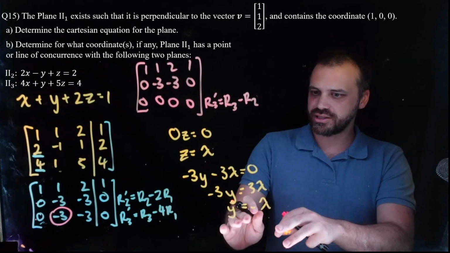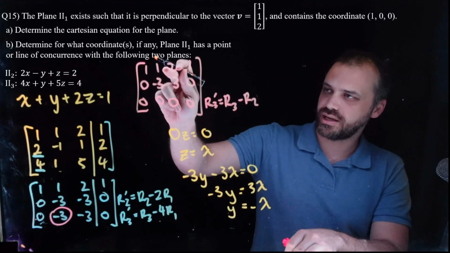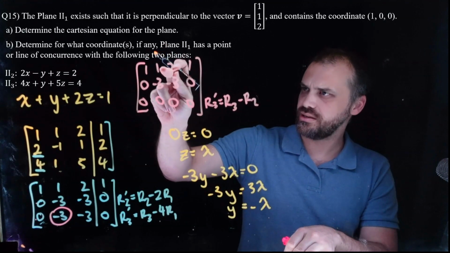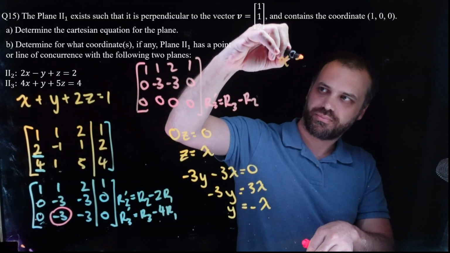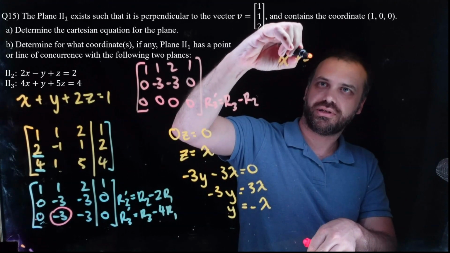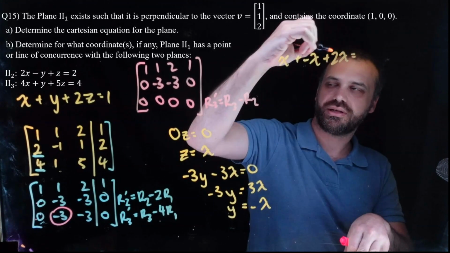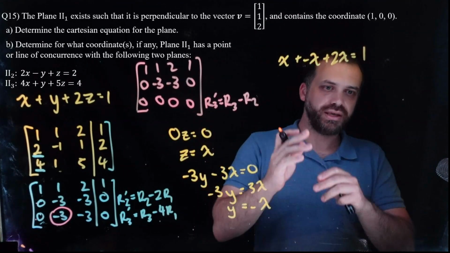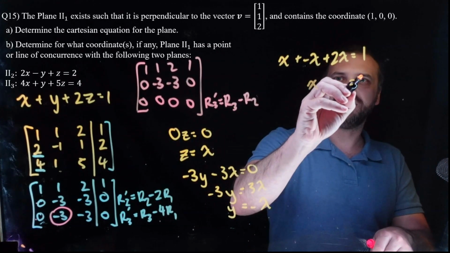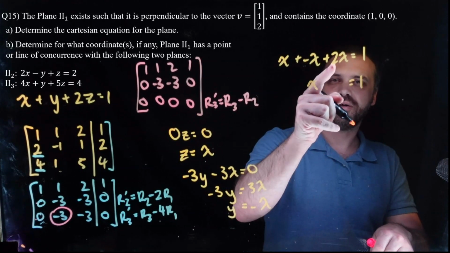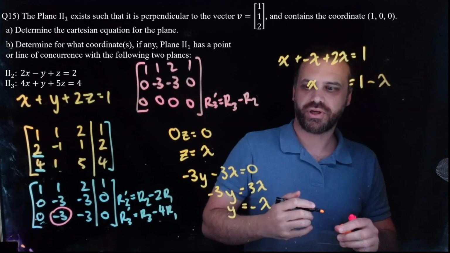Our last one, we're going to sub in lambda and negative lambda for z and y into our first row. So 1x plus negative lambda plus 2 lambda equals 1. And we solve this for x. So we say x is equal to 1 plus lambda minus 2 lambda. So that's 1 minus lambda.